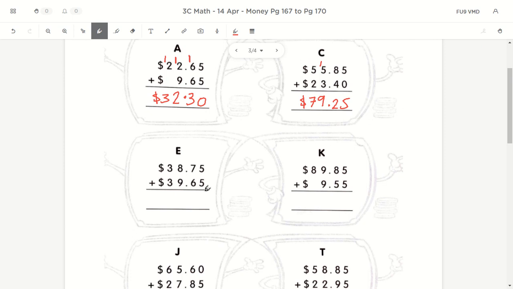Right. So for E, 5, 5 is 10. 1, 7 is 8. 8 plus 6 is 14. So there's a regrouping 1. 1 plus 8 is 9. 9 plus 9, 18. Let me write that properly.